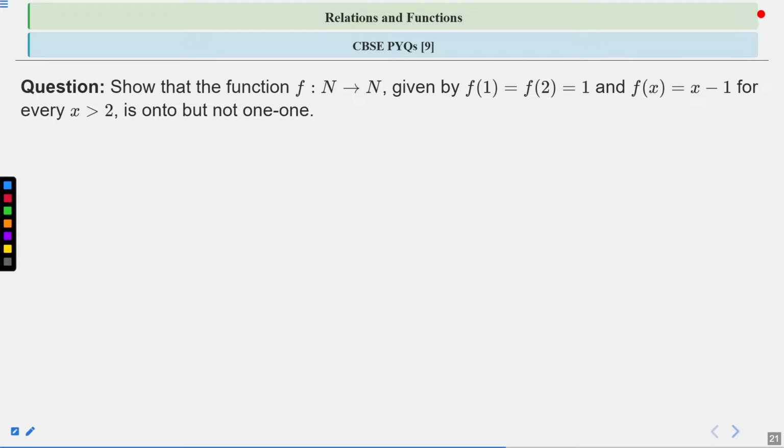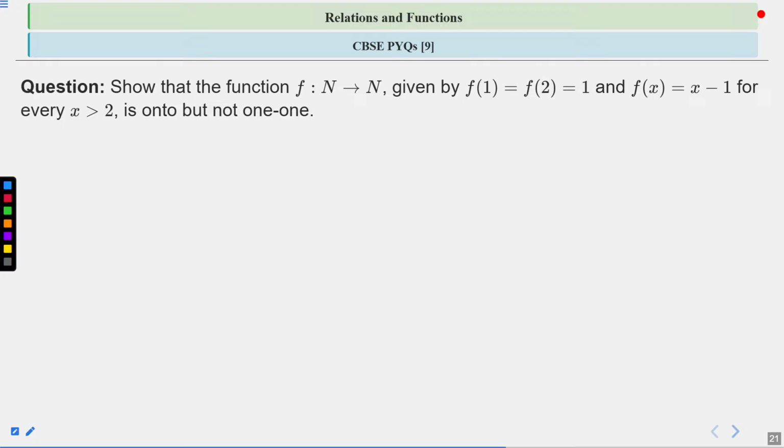Next question says, show that the function f defined from N to N given by f(1) equal to f(2) equal to 1 and f(x) equal to x minus 1 for every x greater than 2 is onto but not 1-1, right? We have to prove that the function defined as f(x) equal to x minus 1 for every x greater than 2 is onto, but it is not 1-1. We basically have to show that.